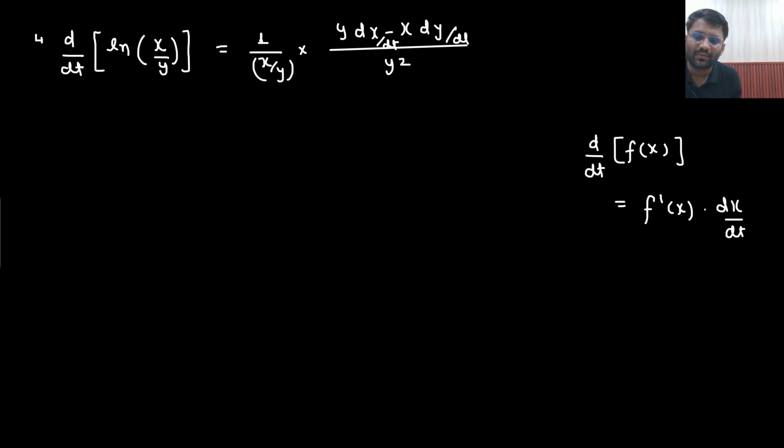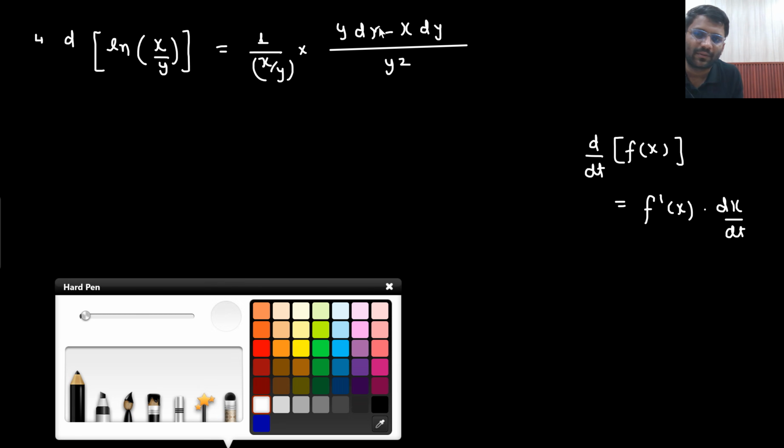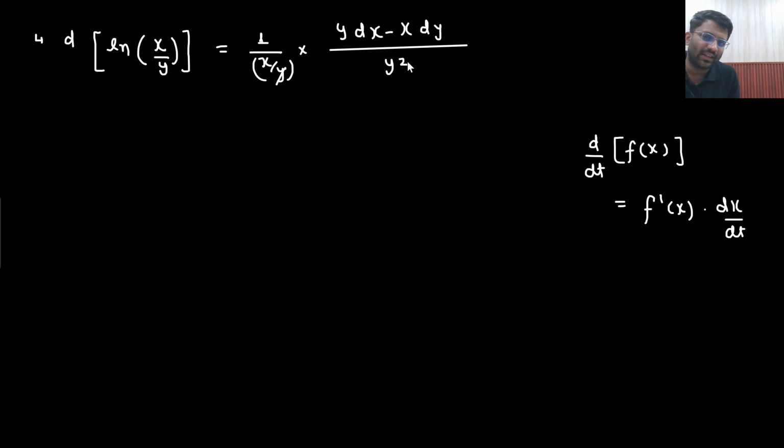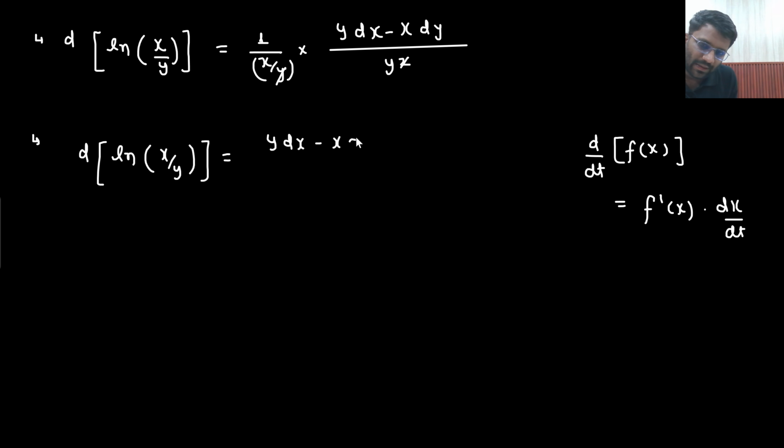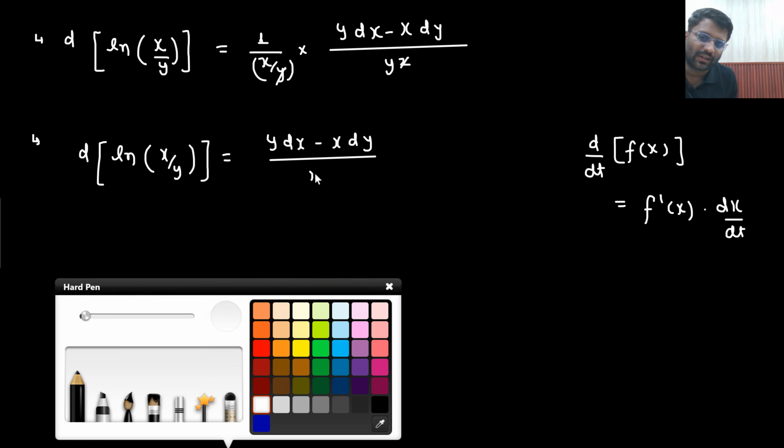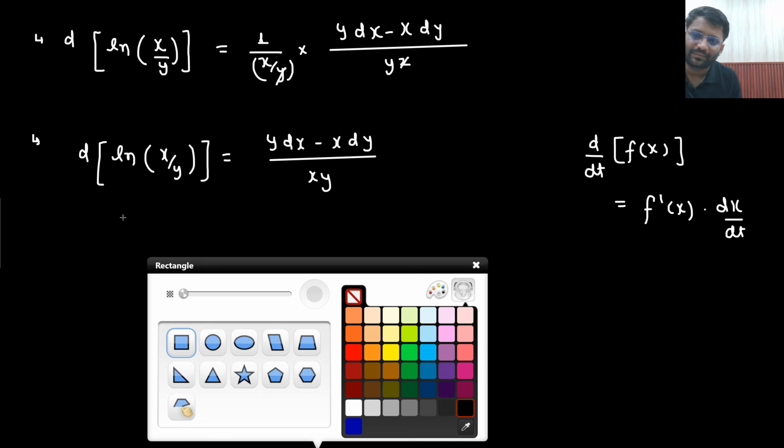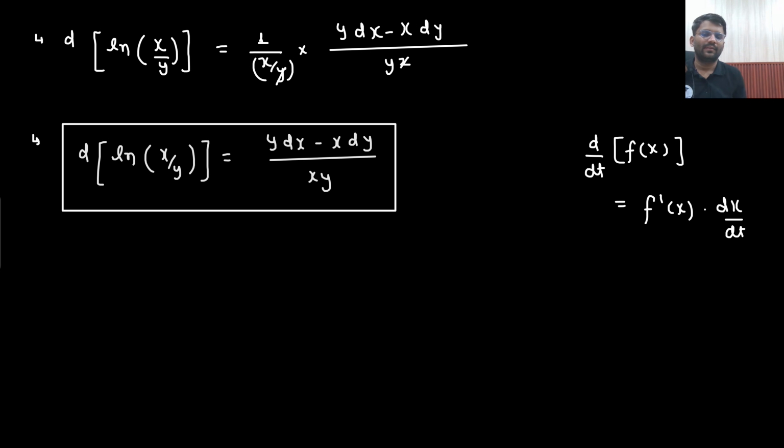But eventually dt will come in the denominator, and that will get cancelled out. So let's remove dt now. Now you can see that this y and this y are getting cancelled out. So eventually d of ln x by y is coming out to be y dx minus x dy divided by xy. This is what we are getting. Say yes or no.